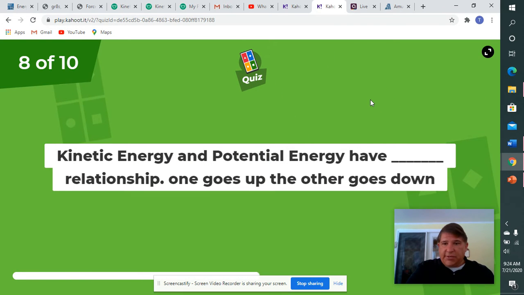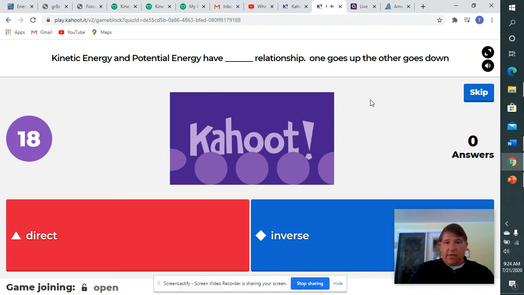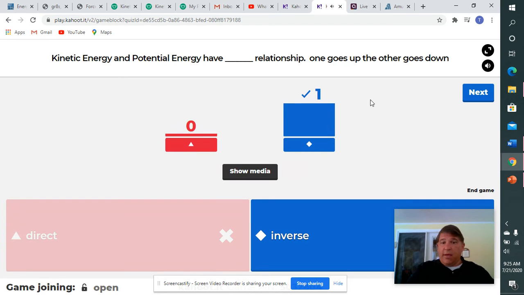Kinetic energy and potential energy have blank relationship. One goes up, the other goes down. Okay, here's potential, here's kinetic. As one goes up, the other goes down. This is known as what type of relationship? That is known as an inverse relationship. Inverse relationship is one goes up, the other goes down.